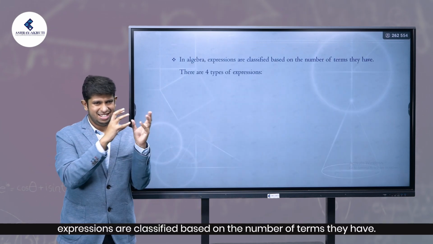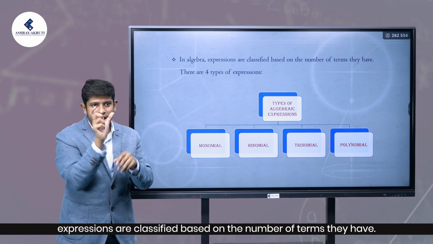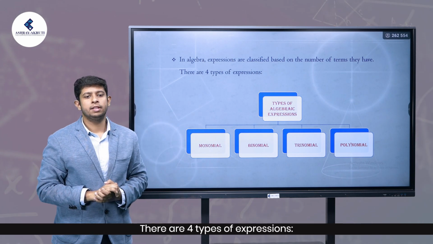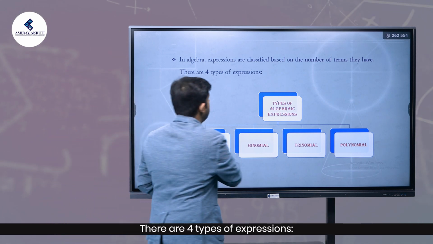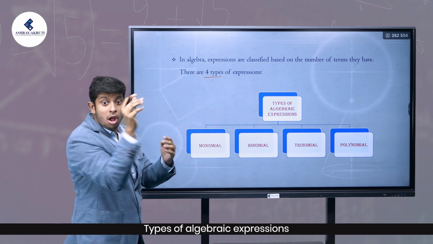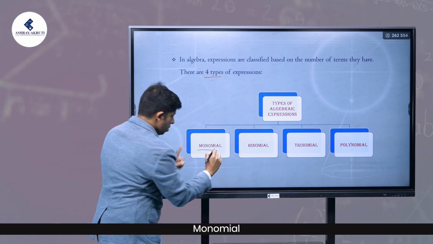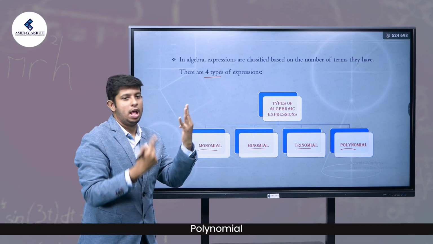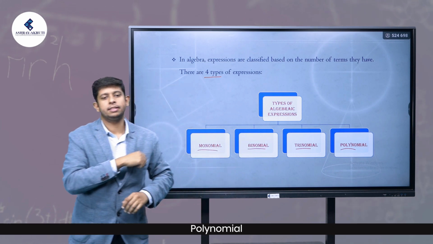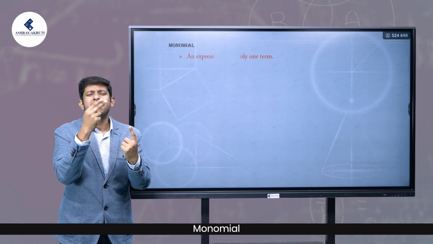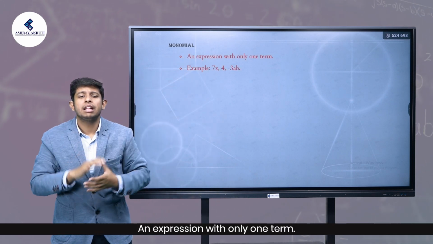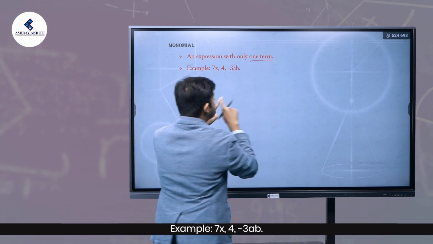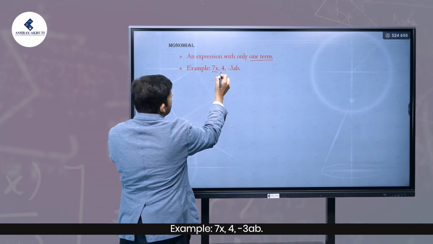In algebra, expressions are classified based on the number of terms they have. There are 4 types of expressions. Types of algebraic expressions: monomial, binomial, trinomial, polynomial. First one, monomial. An expression with only one term. Example, 7x, comma 4, comma minus 3ab.